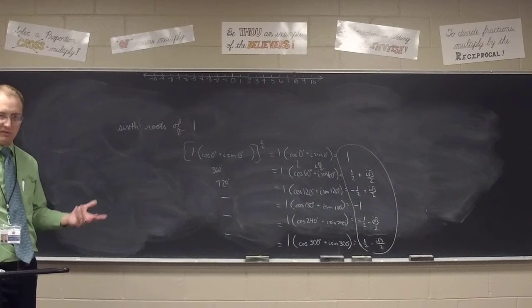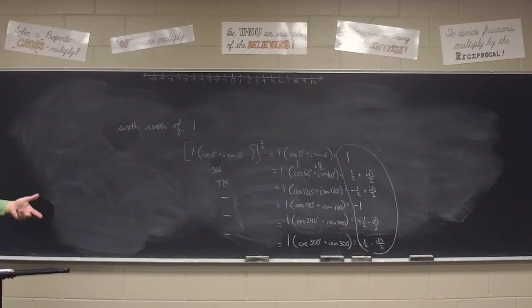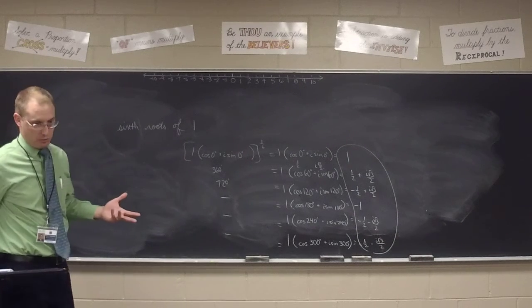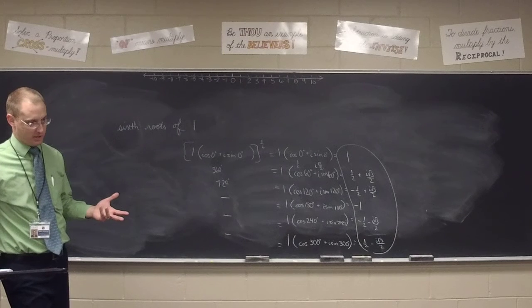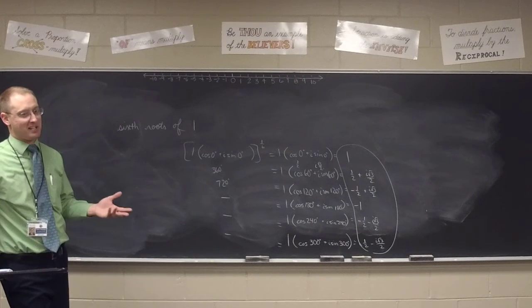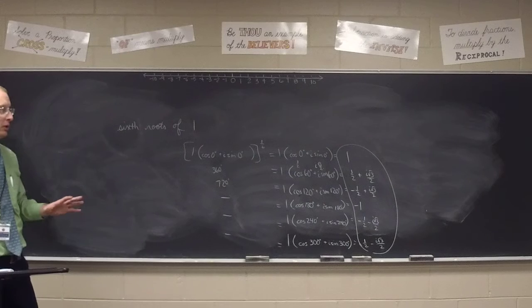Easy enough. I mean, it is repeatable. Now, again, something like a 7th root would be really obnoxious because 360 doesn't divide by 7. So 7th roots are going to come out really weird, okay?